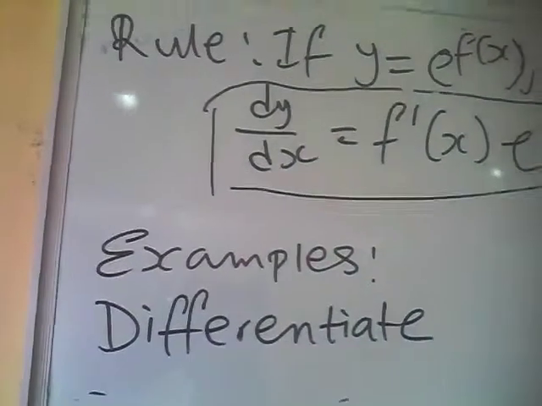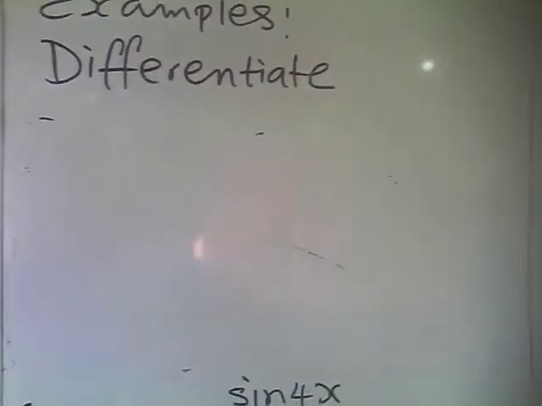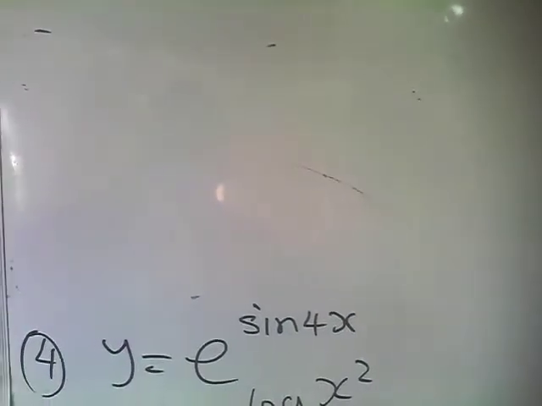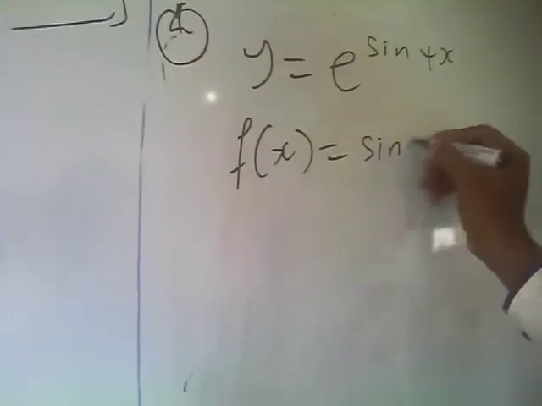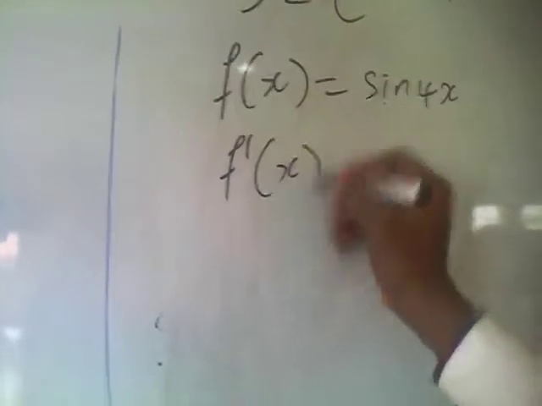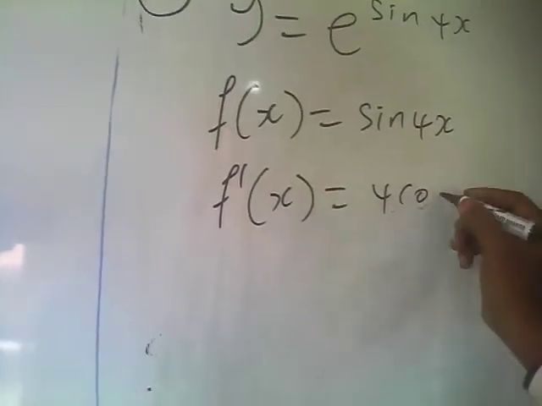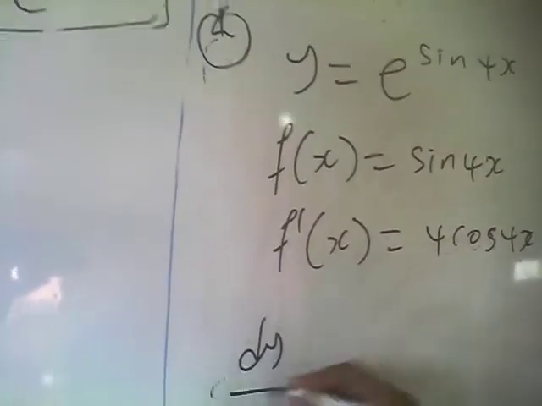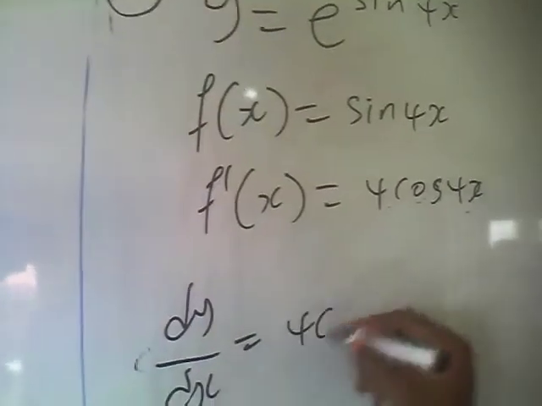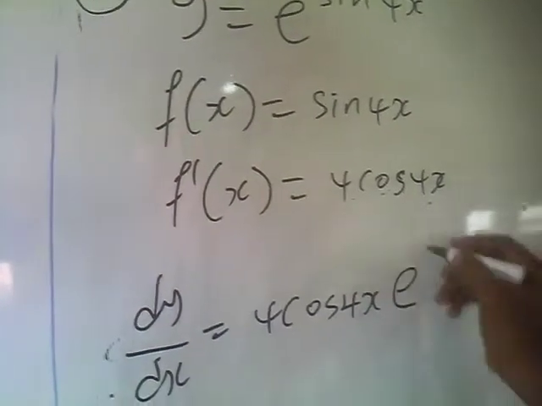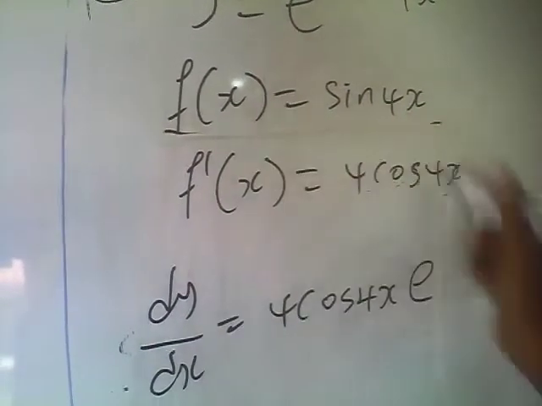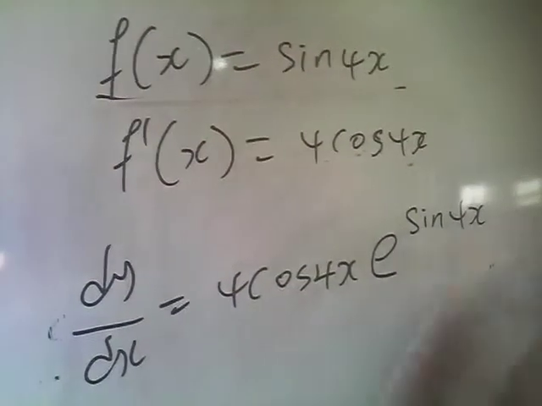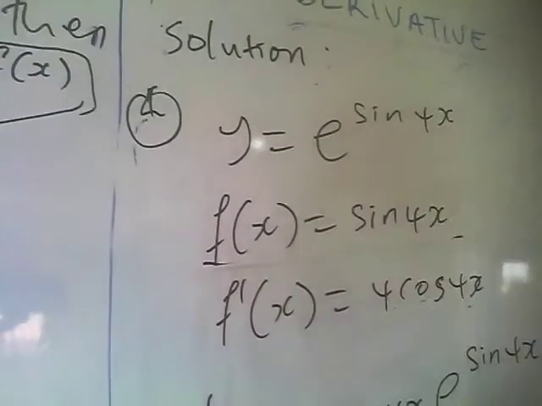Now let's go to question 4. Question 4, we have y equals exponential sine 4x. Again, we know that our function of x is sine 4x. Differentiating that, we have 4 cos 4x, the derivative of sine 4x. Now, dy/dx automatically will be f prime of x, which is 4 cos 4x, times exponential the function of x, which is sine 4x. So that is the derivative of exponential sine 4x. That gives us a solution to number 4.